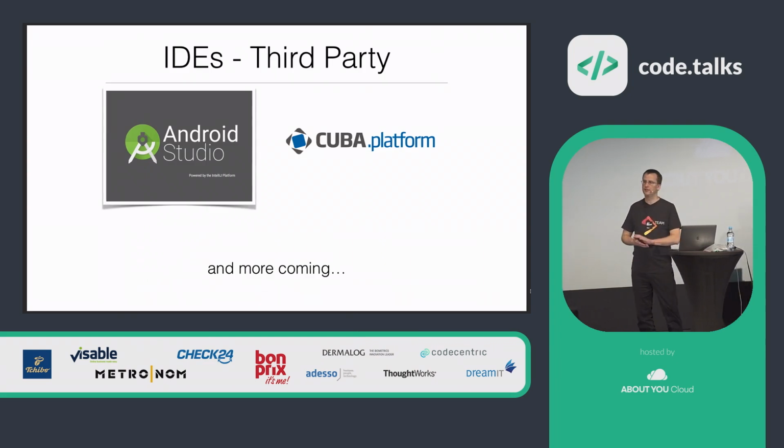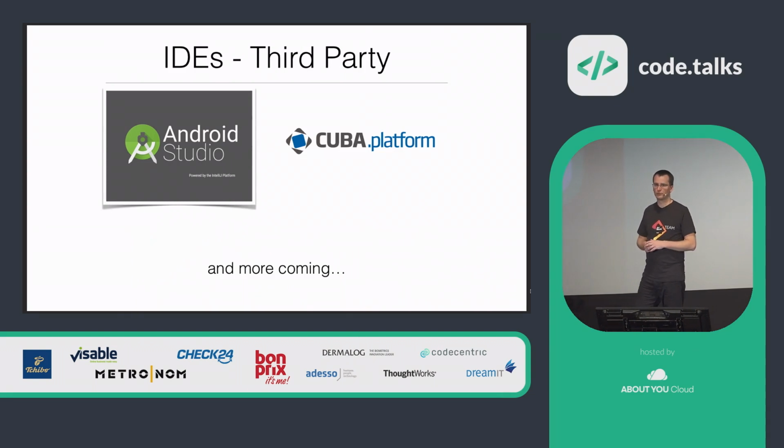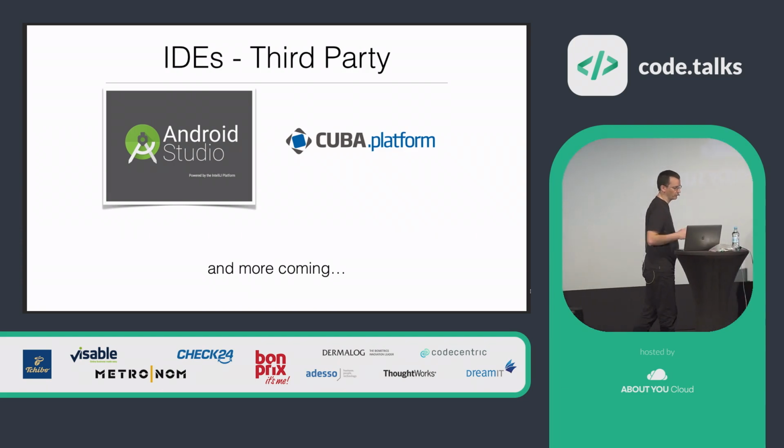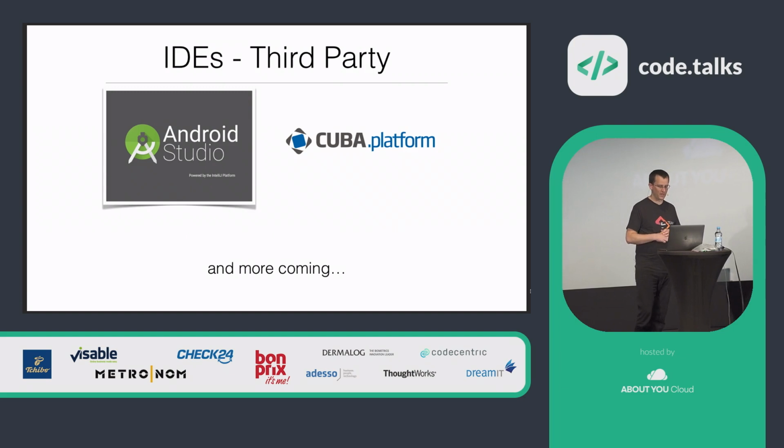There's also some IDEs from third-party vendors. The most known one is probably Android Studio from Google. Basically, what they did was taking the Android tooling plugin that we developed, and that was open source. They took it and they continued developing it, and now we are merging back and forth between Android Studio and IntelliJ. So that's completely open source. Cuba platform is a framework for developing applications, and there are more IDEs coming.